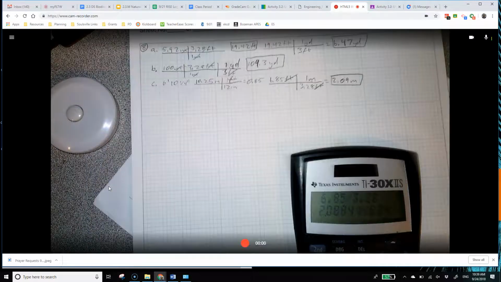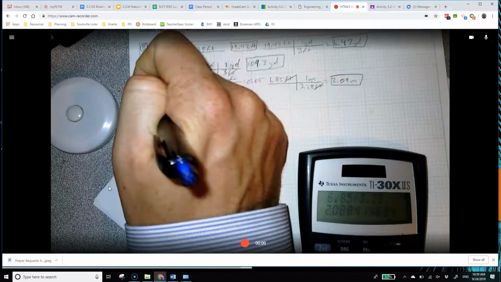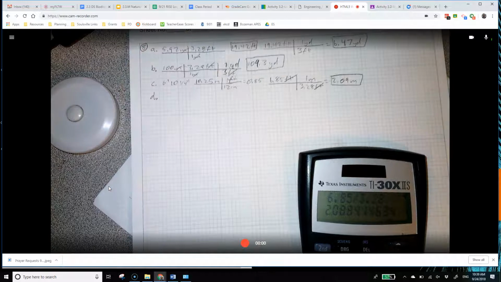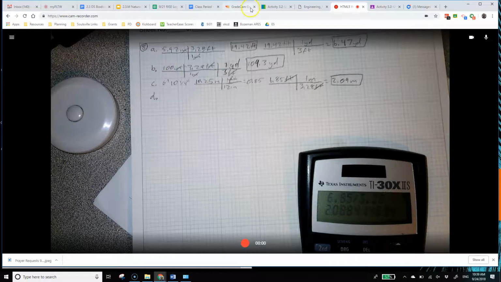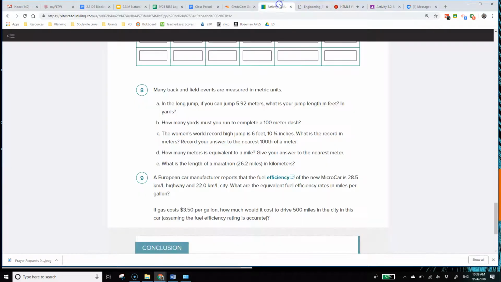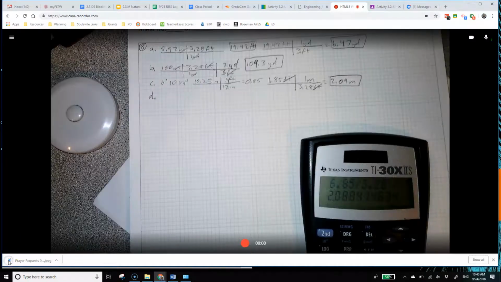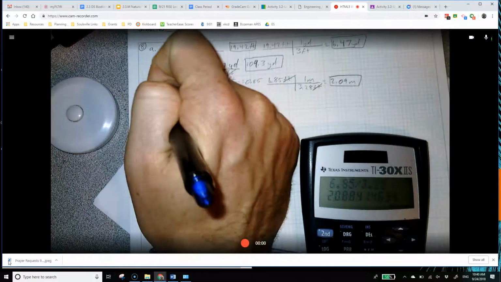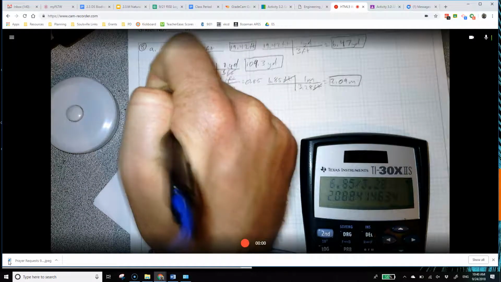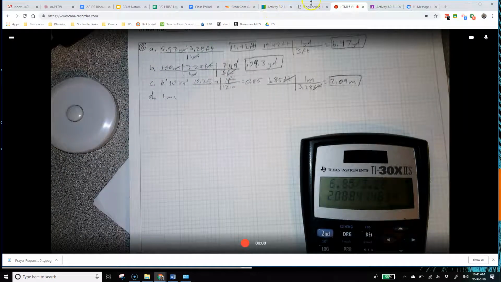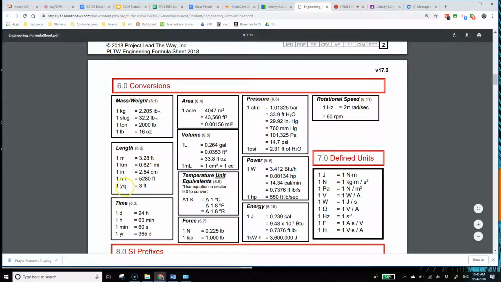All right. Moving on to D. It says, how many meters is equivalent to a mile? Get your answer to the nearest meter. So, back here. So we want to go from miles to meters. So I'm starting out with 1 mile. And I don't think we have a conversion directly from miles to meters.